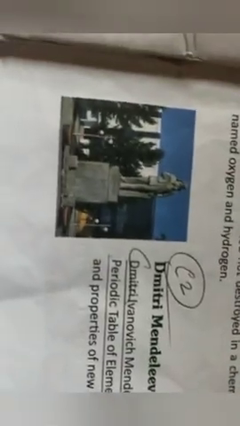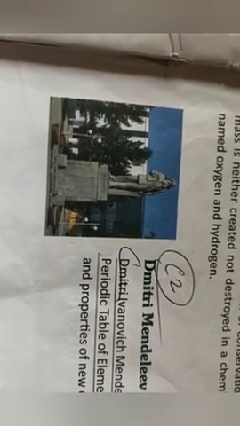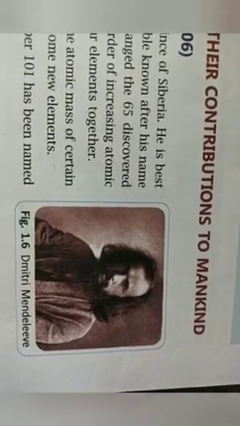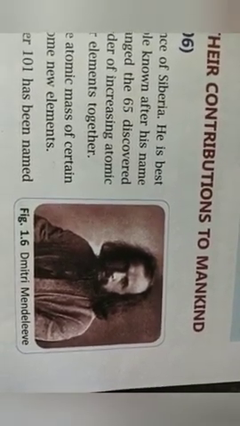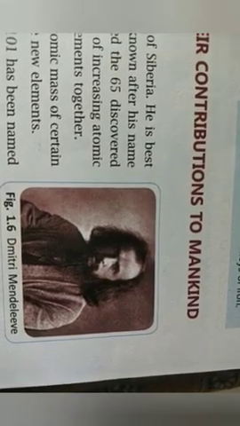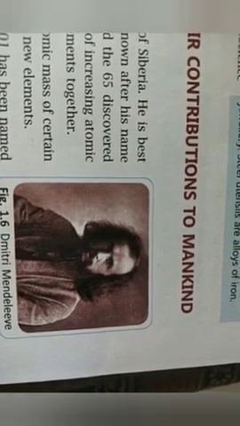Here is a statue of Dmitri Mendeleev. Okay, so here is a picture of the person, Dmitri Mendeleev. He was born in Siberia, and he is best known for the invention of the periodic table, which is named Mendeleev's periodic table, in which he arranged 65 discovered elements. He used the table to predict the existence and properties of new chemical elements.